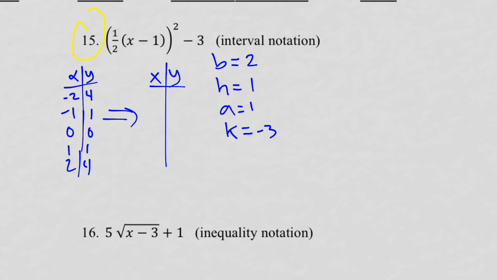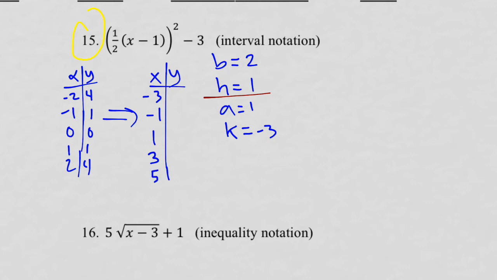Okay, I'm going to take -2, multiply times 2, and then add 1. So -2 times 2 plus 1. Remember, these two, b and h, are for the x values, a and k are for the y values. So -2 times 2 is -4, plus 1 is -3. Do the same thing with the negative 1. Negative 1 times 2 is negative 2, plus 1 is negative 1. 0 times 2 is 0, plus 1 is 1. 1 times 2 is 2, plus 1 is 3. And finally, 2 times 2 is 4, plus 1 is 5.